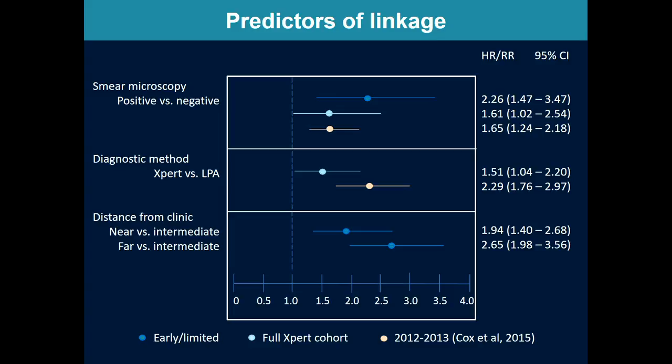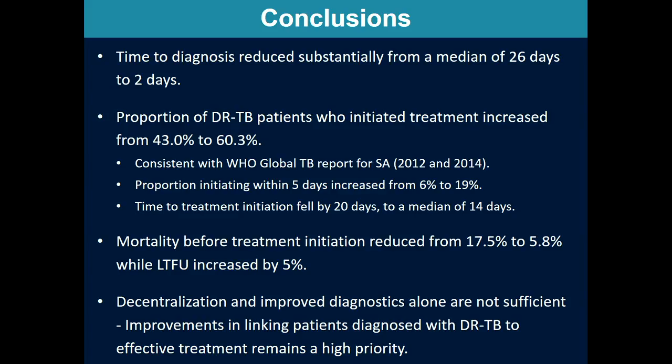So when we also looked at predictors of linkage, here there were no surprises. This has been reported and is consistent with what is in the literature. We found those that were smear positive, those diagnosed by expert, and those that lived close to the clinic, so within 12 kilometers of the clinic, and those that lived very far, more than 54 kilometers from the clinic, were more likely to initiate treatment.